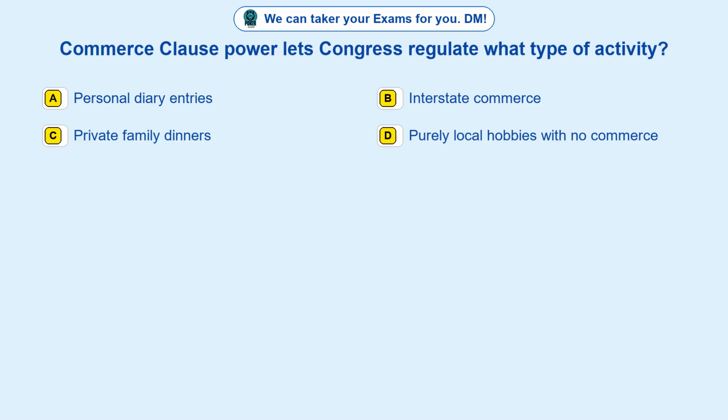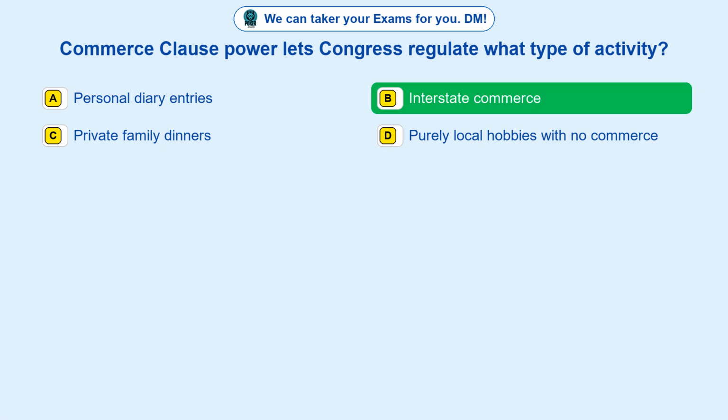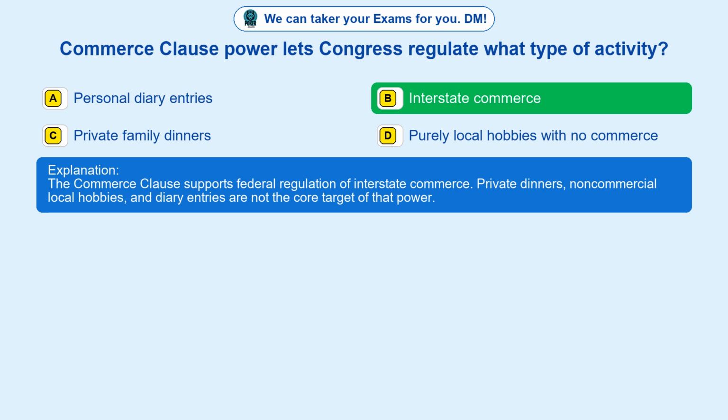Question 40. Commerce Clause power lets Congress regulate what type of activity? Option A, personal diary entries. Option B, interstate commerce. Option C, private family dinners. Option D, purely local hobbies with no commerce. The correct answer is option B, interstate commerce. The Commerce Clause supports federal regulation of interstate commerce. Private dinners, non-commercial local hobbies, and diary entries are not the core target of that power.